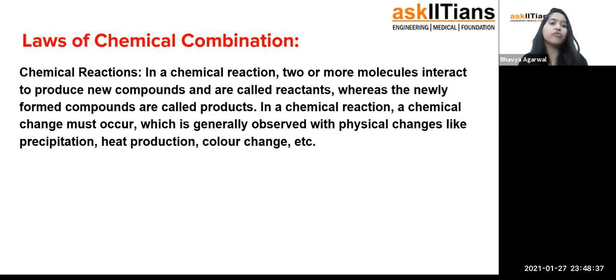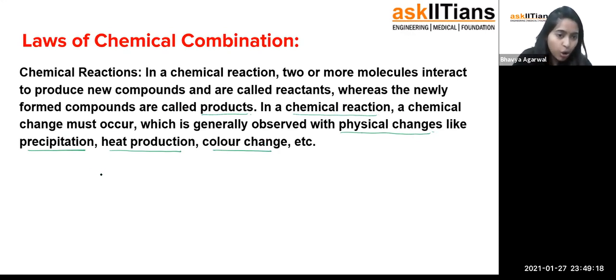It is just a way of depicting the interaction between 2 or more molecules. So in a chemical reaction, basically 2 or more molecules interact together to produce new compounds with different properties, completely different properties. And in these compounds, or when you talk about the product formation or in these chemical reactions, what happens is we generally observe some kind of change. Okay, generally, not always. Some changes like precipitation might happen, or heat production might happen, or a color change might happen, right?